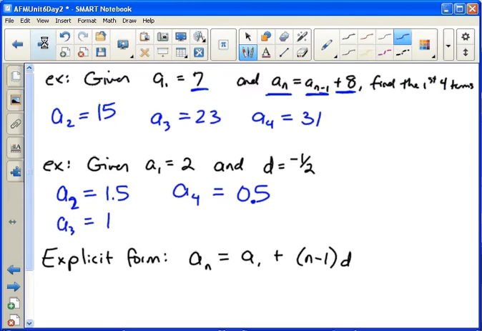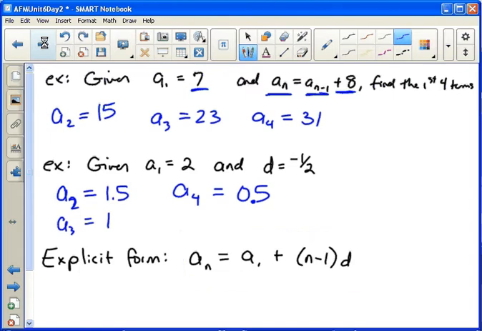Now this explicit form, this formula right here, you do not need to memorize, but you do need to be able to use. It's going to be on a formula sheet on both my test and on the MSL. So it's not something you have to memorize, but you do need to understand it and be able to use it. So let's talk about each part.